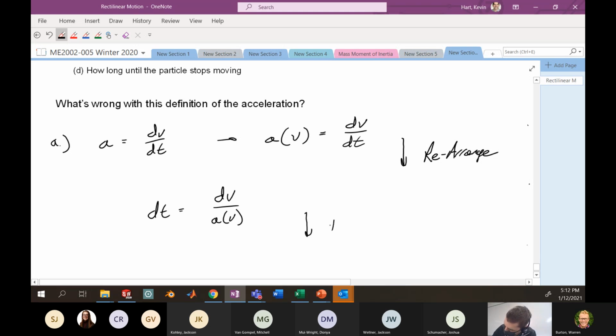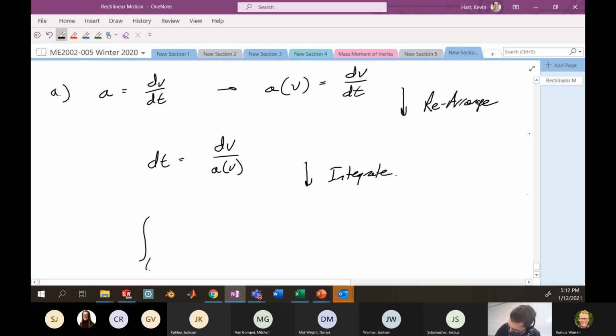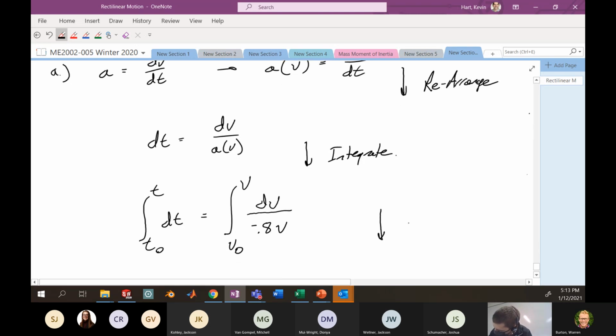So let's go with this. We can integrate. And so the integral of time from some initial time t0 to some final time t, dt, equals my integral here, the initial velocity to some final velocity. I'm integrating on the velocity. I have this differential velocity dv over my acceleration as a function of velocity, which is negative 0.8 v, given in the problem. All right. We're going to just work through this, and we're also going to make an assumption that the initial time is 0 seconds.